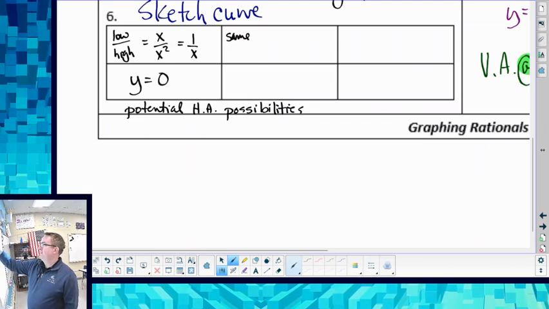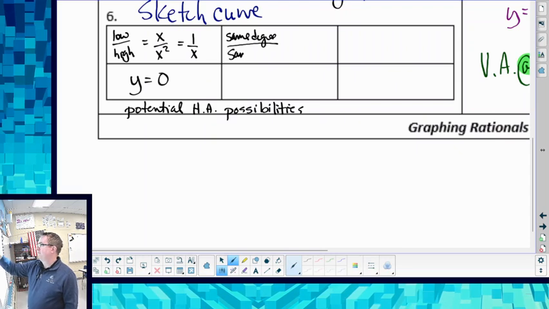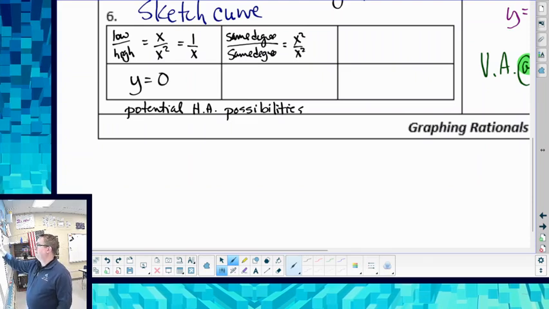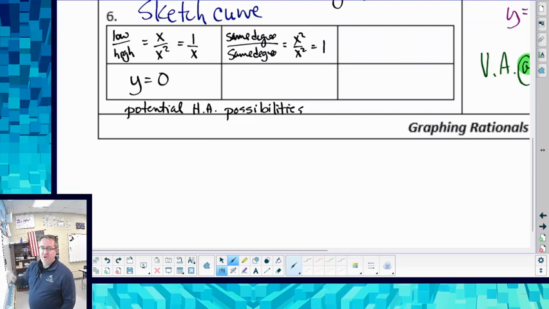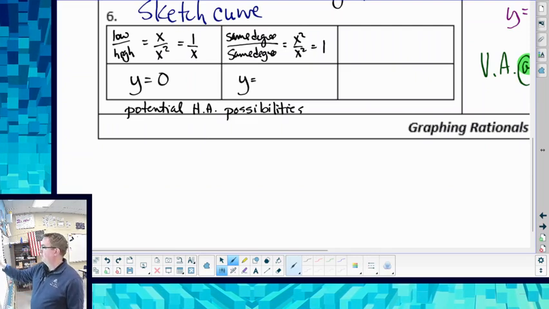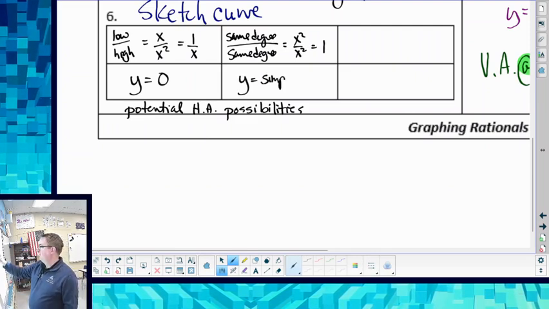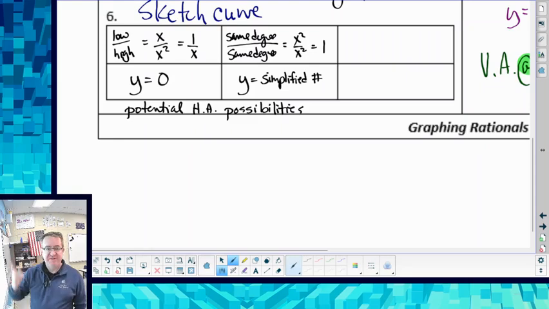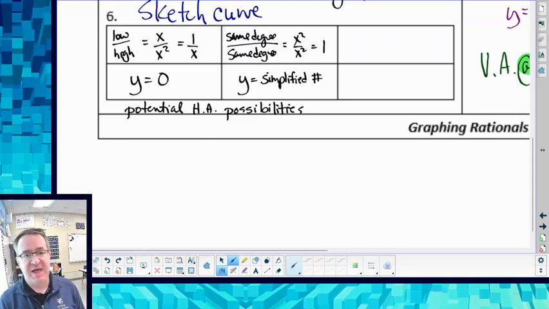You might have something where you have the same degree. So I would get, let's say, x squared over x squared. That simplifies down to 1. So it's going to be y equals the simplified number. So if it's 1/2, like our case, it's going to be 1/2. If it's 5, it's going to be 5.